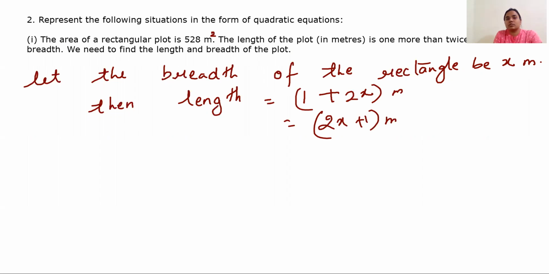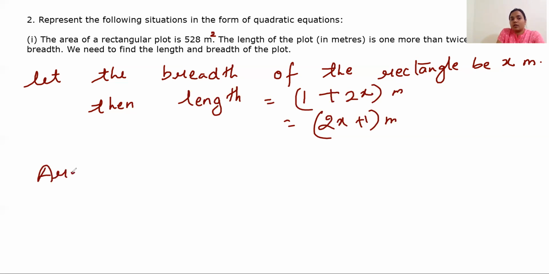The next thing given in the question is the area of a rectangular plot, 528 meters square. Whatever is given in the question, we find the same quantity in terms of x. Keep this in mind. Sometimes the selling price or the cost price is given. Whatever is given, we will find the same thing again, but in terms of x, so that we can equate the quantities with the fixed quantity and we can get x.